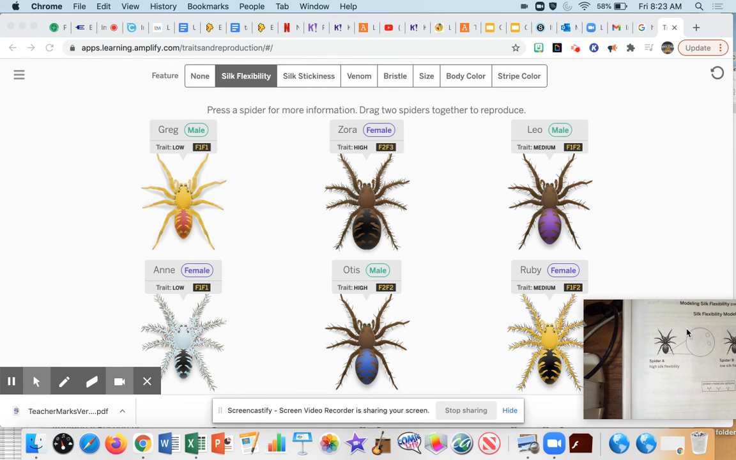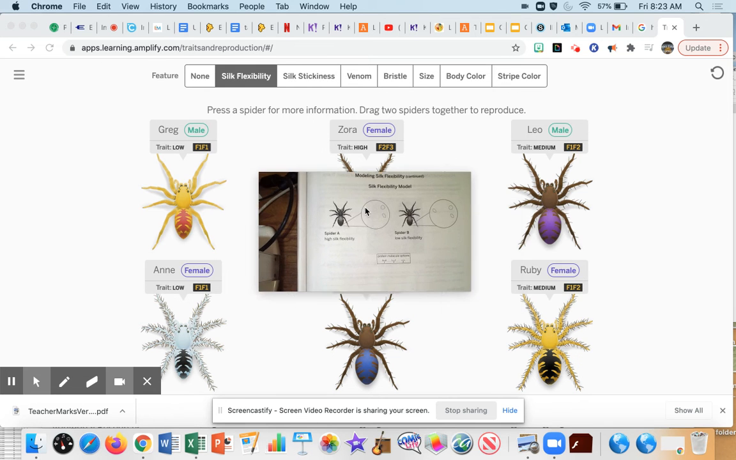Mr. Lopez, your science teacher here, and today we're going to continue to learn about spiders, their different features and traits. We're going to be looking at a modeling tool to look at our understanding of how protein molecules interact to determine traits. We have a silk flexibility model, which you see there.